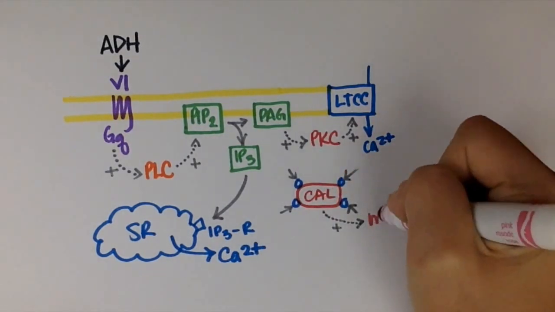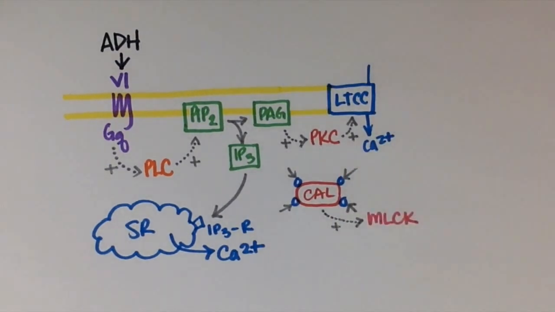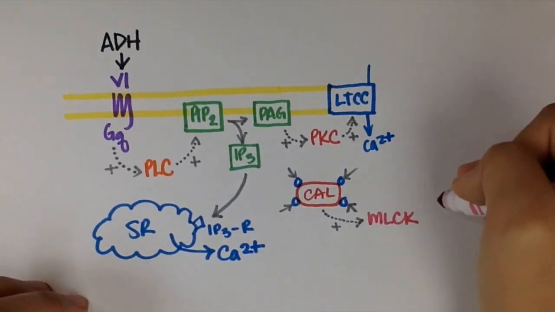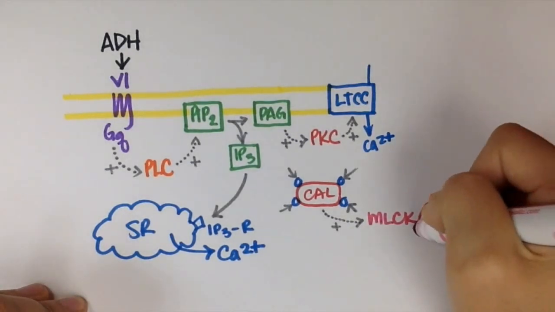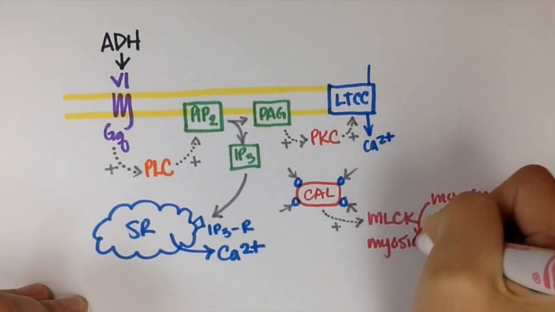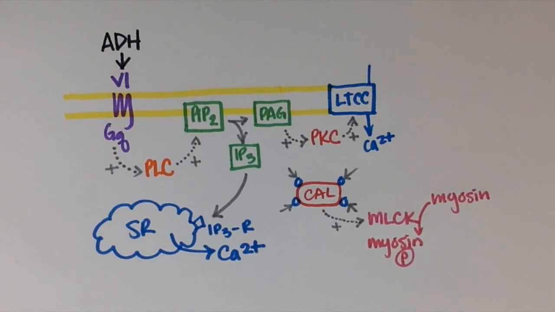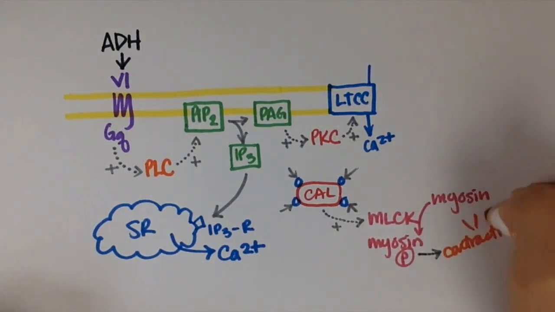This activates MLCK, which converts myosin ATPase into its active form, where it can convert ATP to ADP. This in turn allows for phosphorylation of the myosin head from its inactive form to its phosphorylated active form, allowing myosin to form cross bridges with actin and initiate a power stroke to cause contraction.